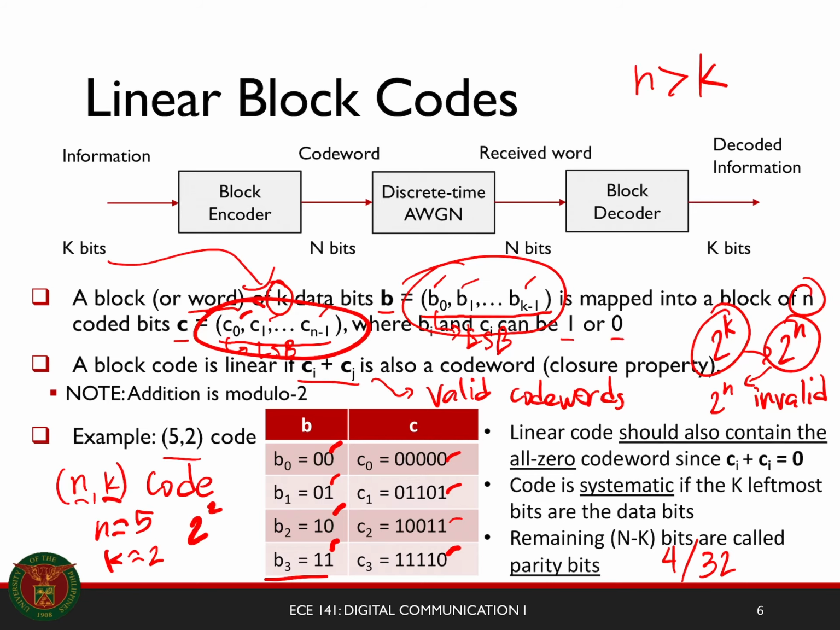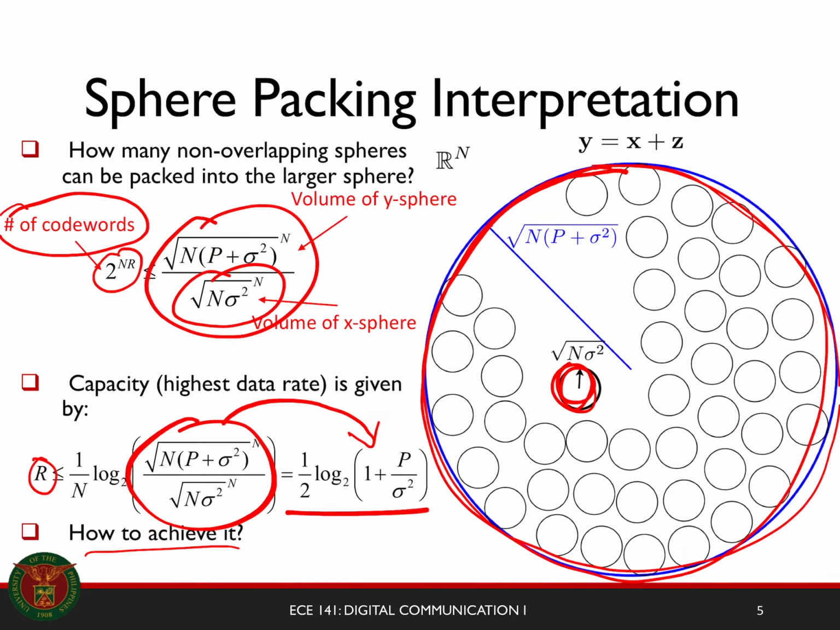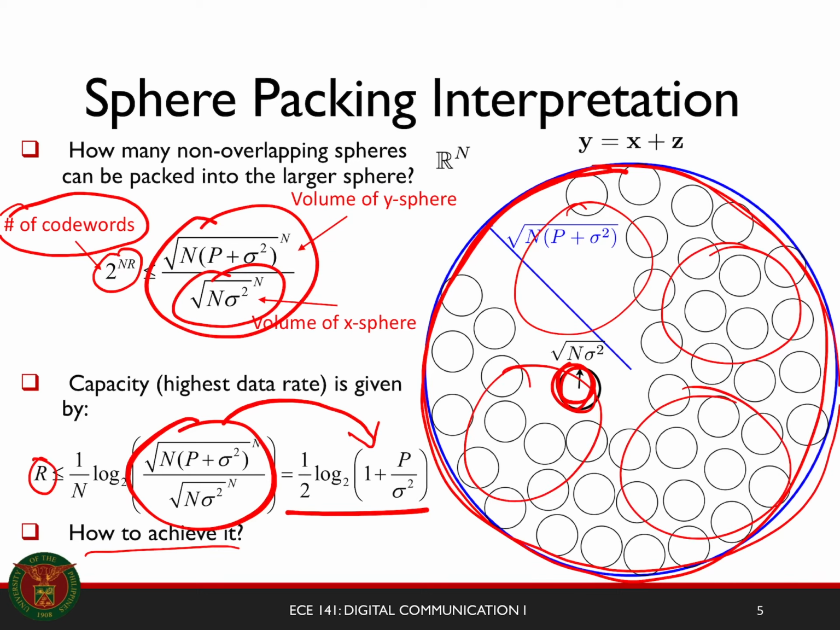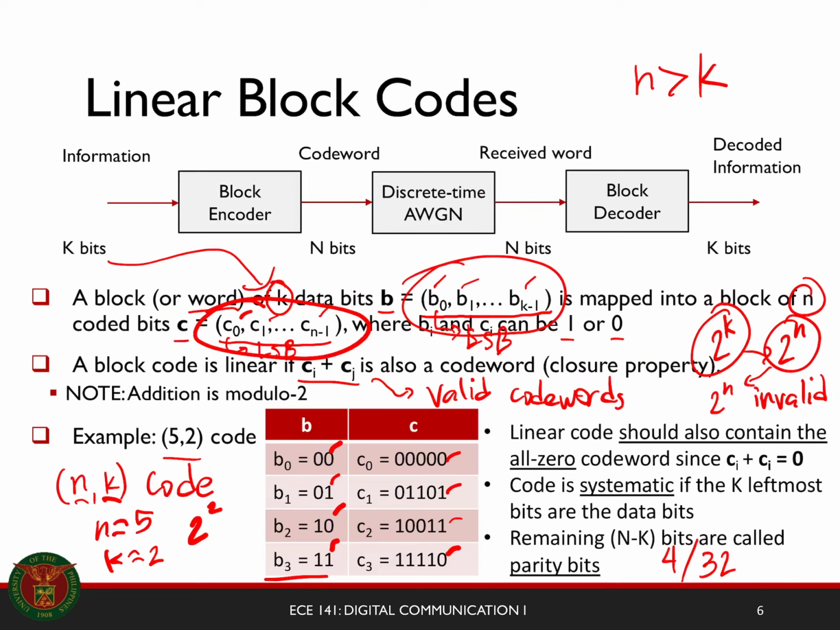By doing that, you create distance. As you can see, instead of having 4 large spheres, you have 32 spheres inside your bigger sphere. And if you don't make them overlap, only 4 of those are valid as a code word. If you did not receive a valid code word, maybe there's an error in the transmission. Alright, so the 2 bits here would be your data bits.